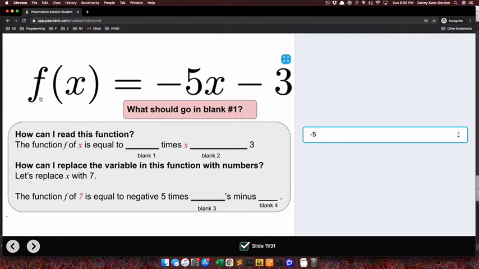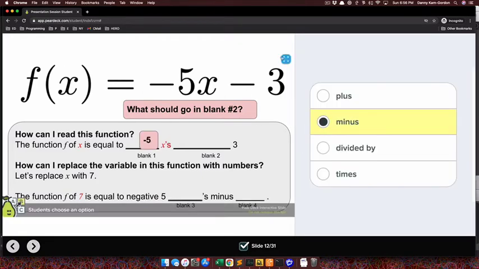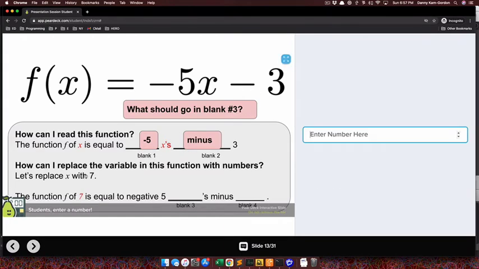And now we're going to try this problem. Again, whenever we see f(x), it means we read it, the function f of x is equal to blank times x. So here's x, and we see the negative 5 right here. So that means that in this first blank, we should write negative 5 because it's negative 5x. And are we subtracting 3 or adding 3? Up here it says minus, so we're going to put minus. So it's going to be negative 5x minus 3.